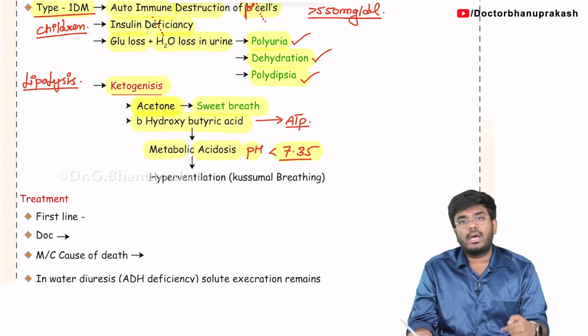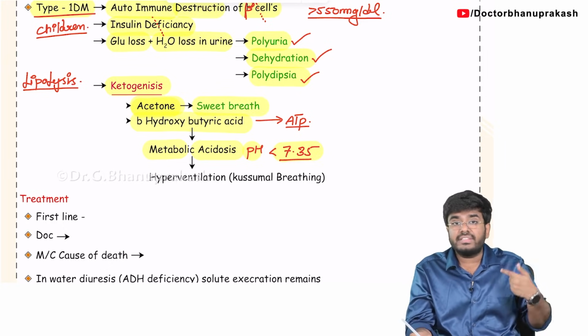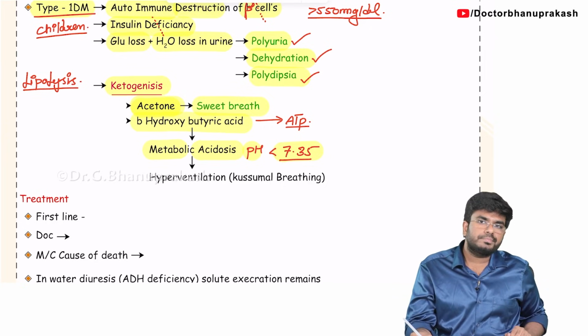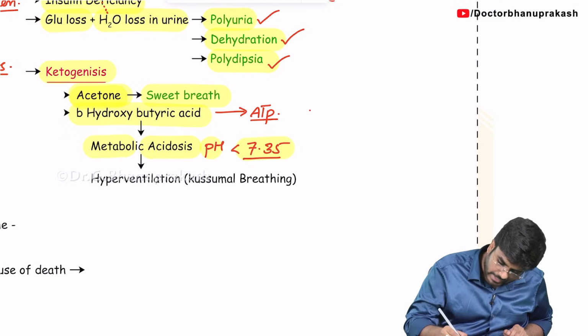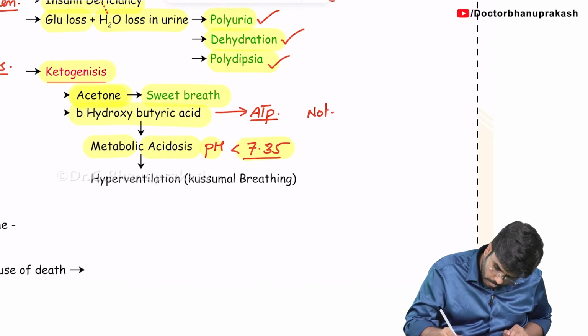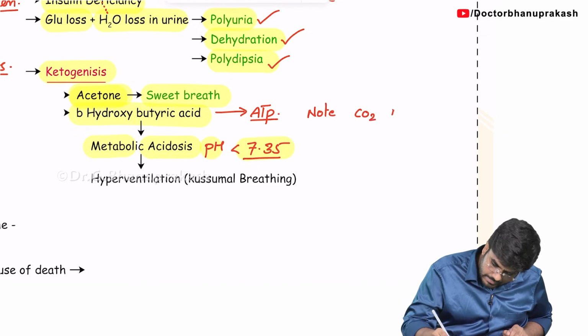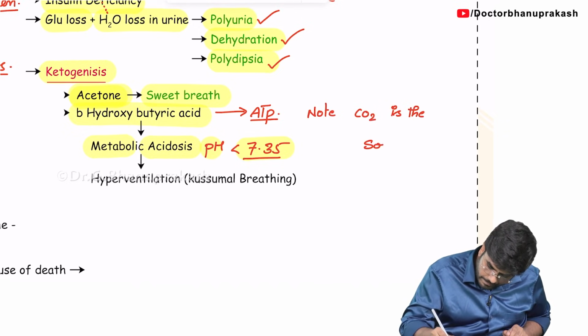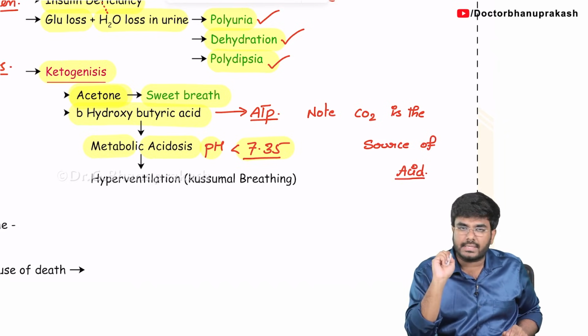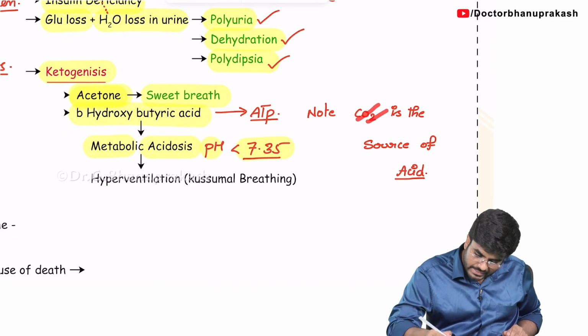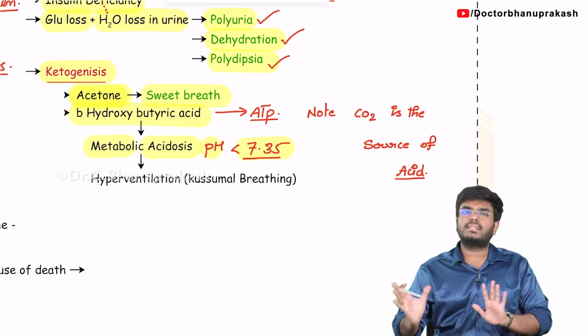And these people, see, already they are suffering with acidosis, right? So, what will they try to do? They will try to decrease the acid production in the body. Try to understand, note, carbon dioxide is the source of acid in our body. So, who is the source of acid, guys? Carbon dioxide. You can say carbon dioxide is equal to acid. Carbon dioxide is nothing but acid.